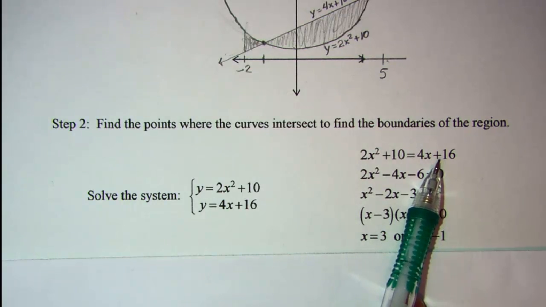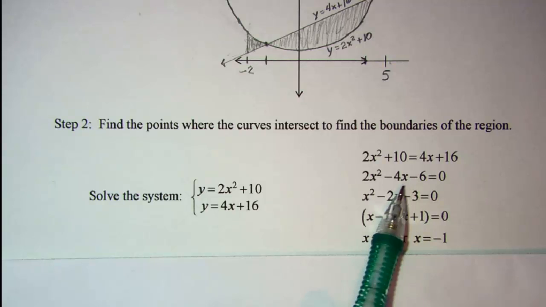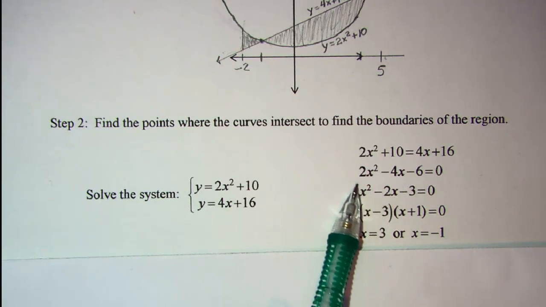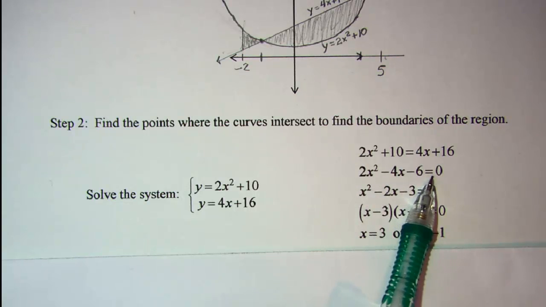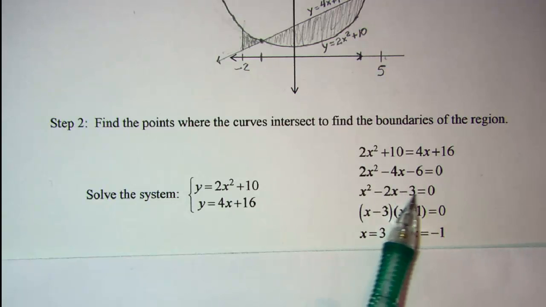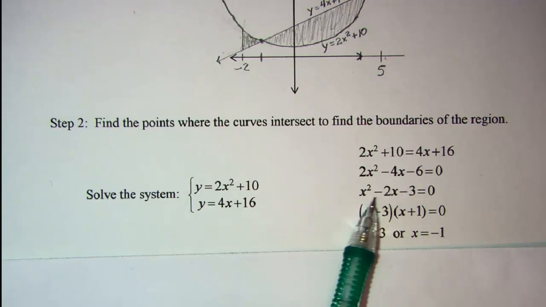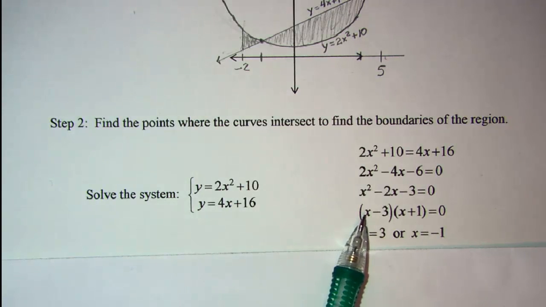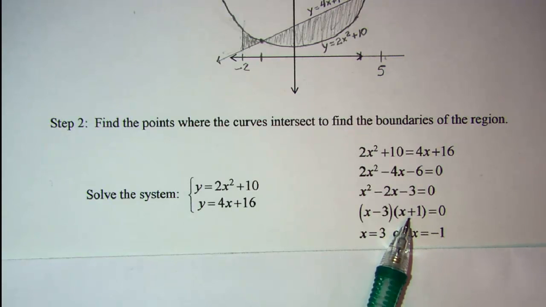It's just a quadratic, so we'll move everything to the left side. And then to simplify, we can divide every term by 2. Get x squared minus 2x minus 3 equals 0. This trinomial is factorable, and we can factor it as x minus 3 times x plus 1.